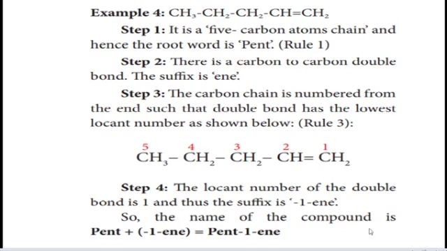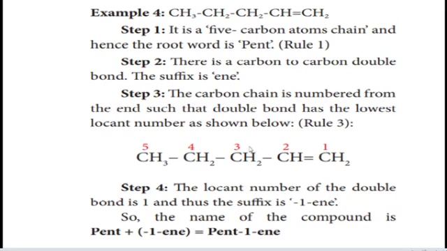So the name of the compound is pent. Totally 1, 2, 3, 4, 5. From left to right there are 5 carbon atoms, and from right to left also 1, 2, 3, 4 and 5. But the double bond is only nearby this carbon atom, so right to left is the correct method.